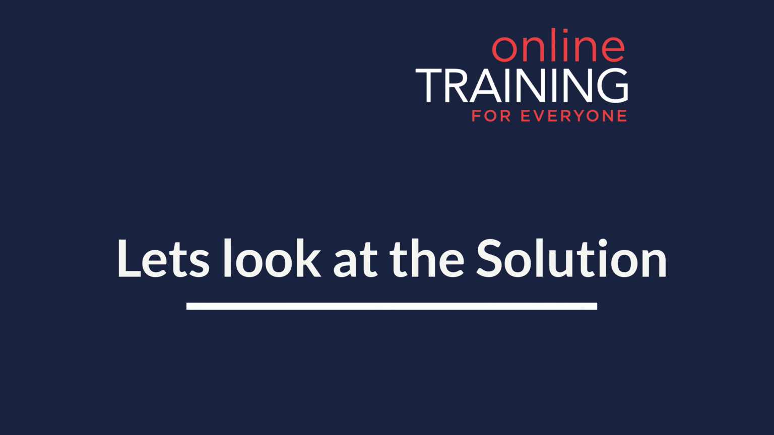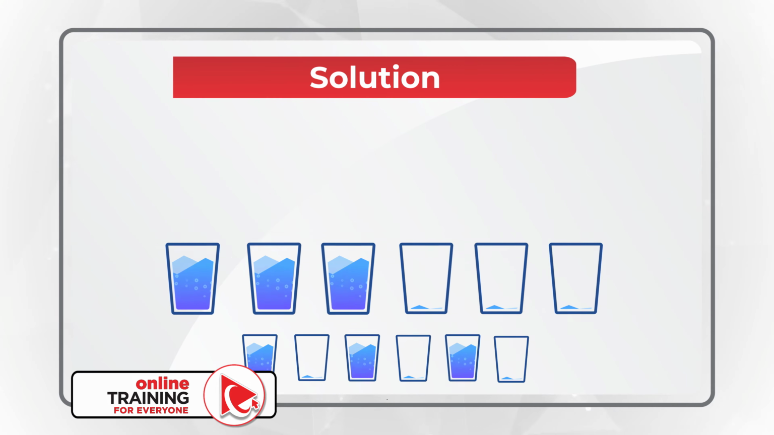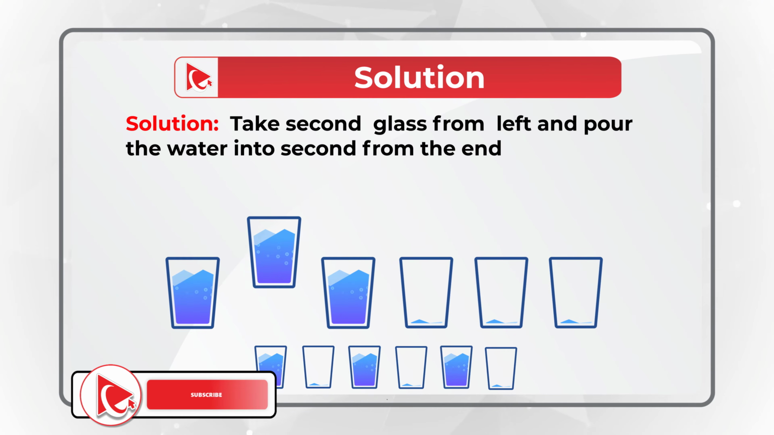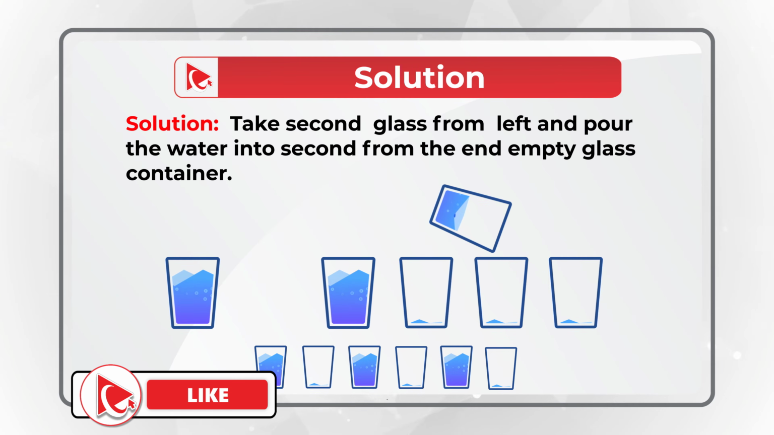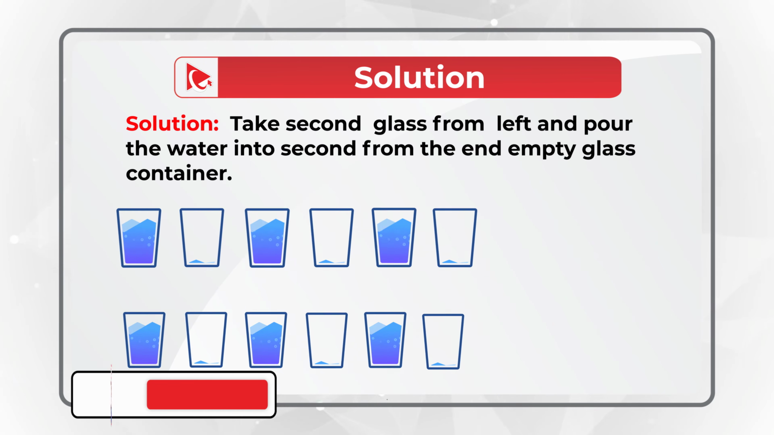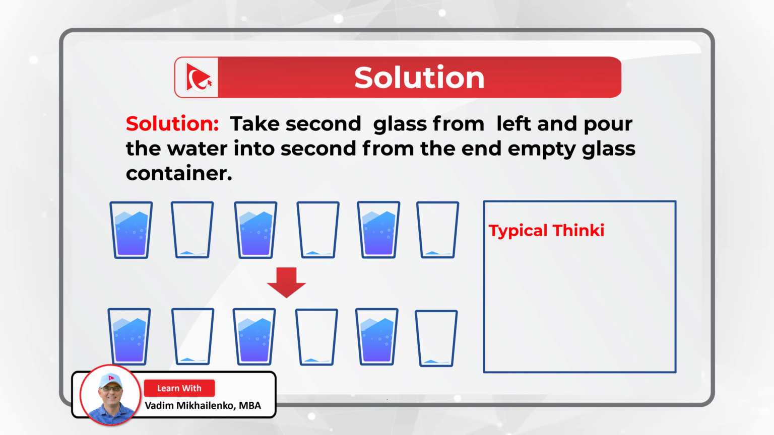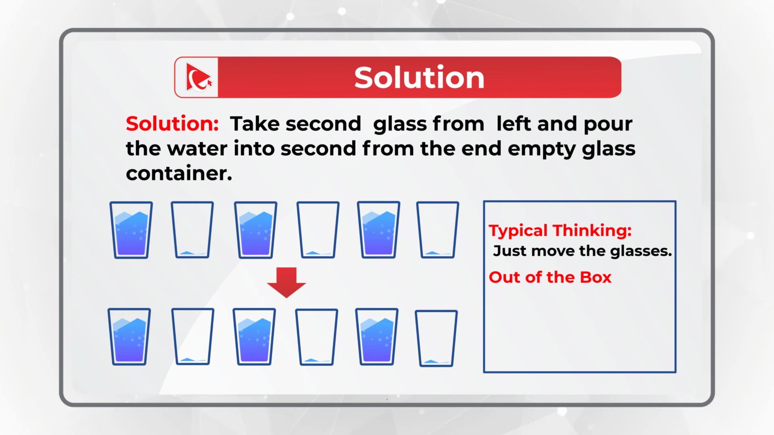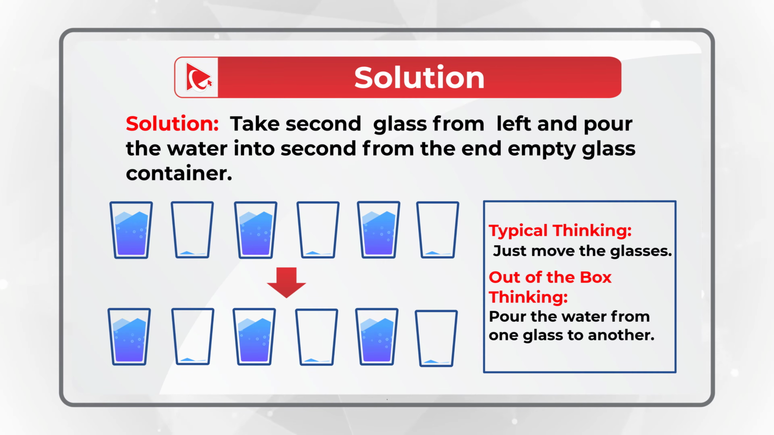I'm pretty sure you figured it out, but just in case, I am moving forward to share the solution with you. As I mentioned, you need to think out of the box, and the solution is to take the second glass from the left and pour the water into the second from the end empty glass container. Typical thinking to solve this problem is just to move the glasses, but out of the box thinking is pour the water from one glass to another.